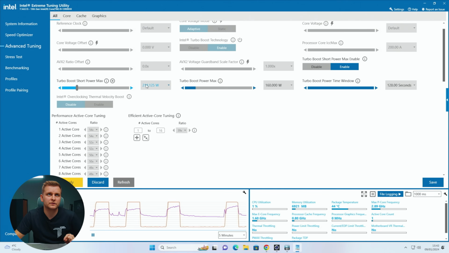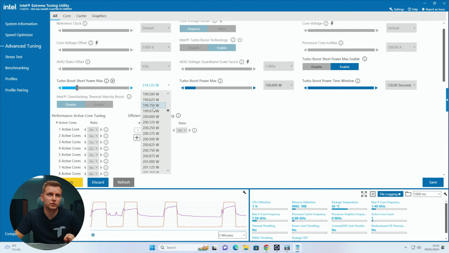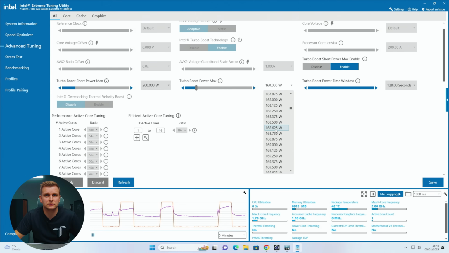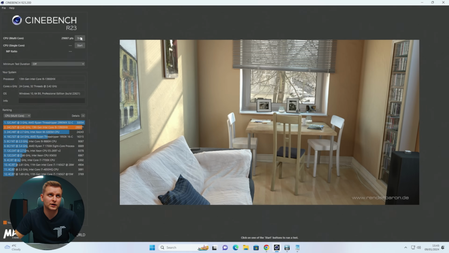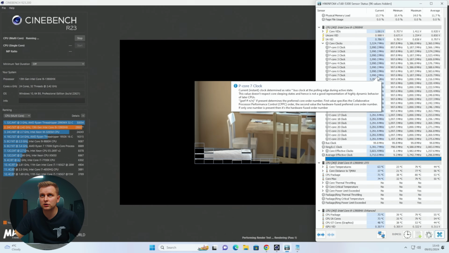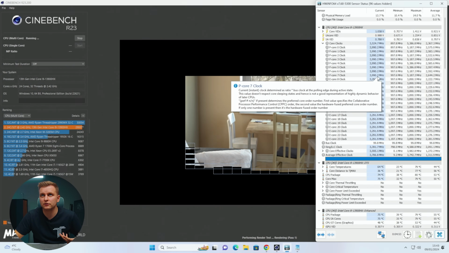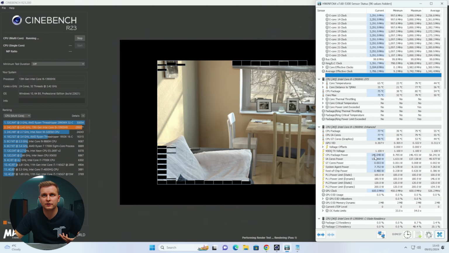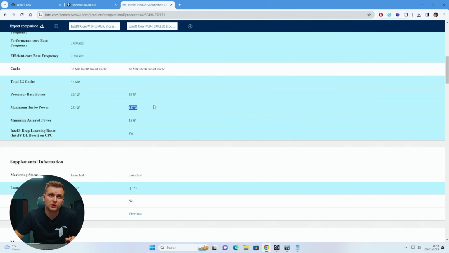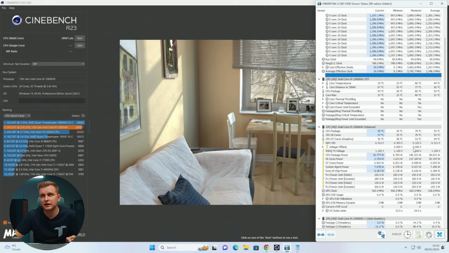Right, let's put that to 200 watts, see what happens. And let's put this at 180 watts. 29,007, let's see now. Interestingly, the clock speeds aren't going any further. 3.9, we're pulling 146 watts, interestingly. The power limit here is not going much higher. The maximum turbo power there says 157. Now, we're not thermally limited. As you can see, we're only hitting about 79 degrees.